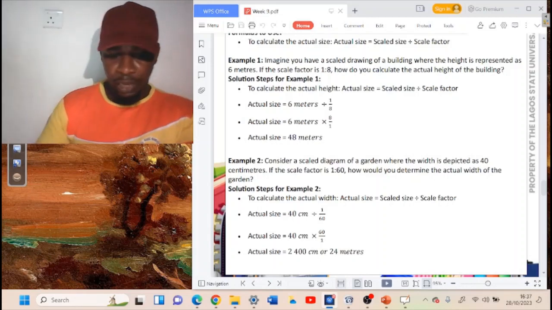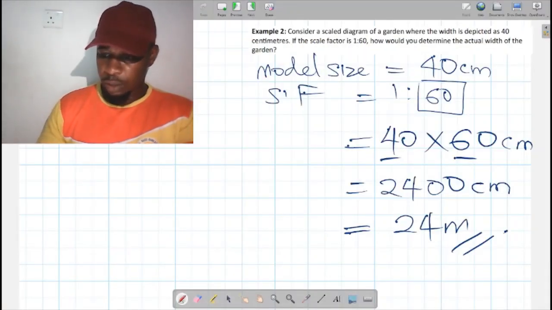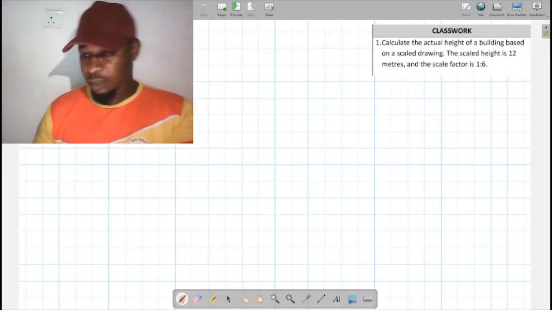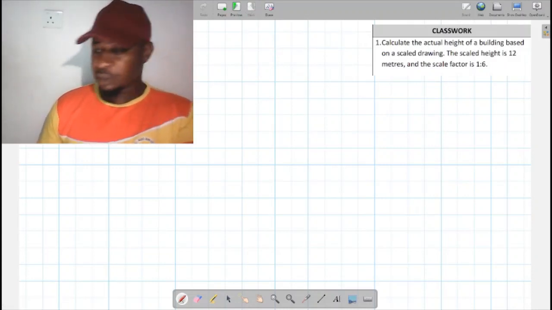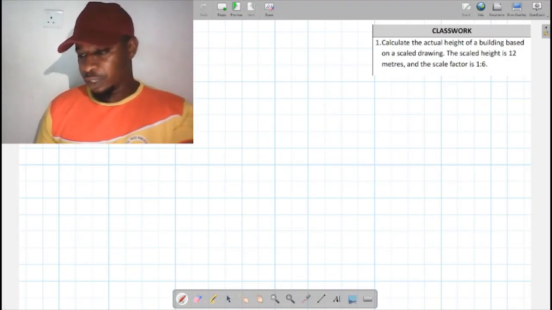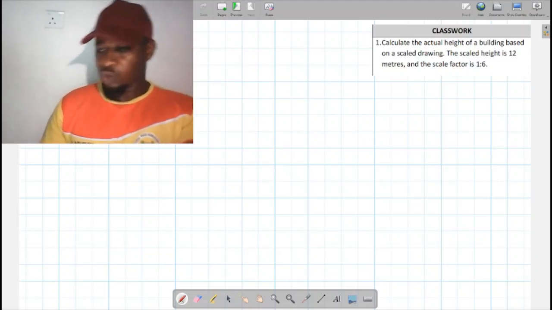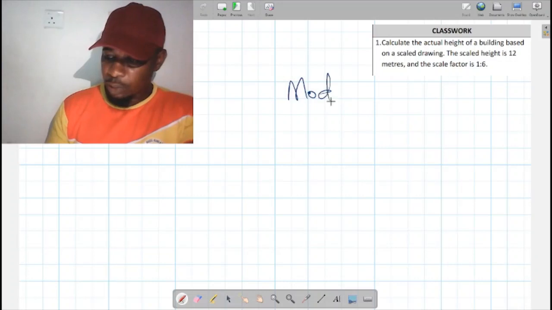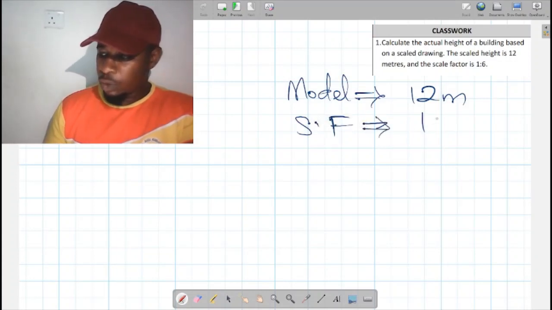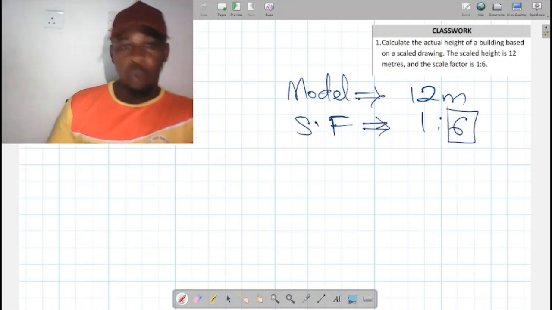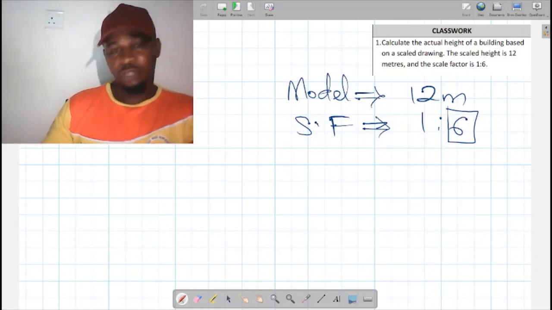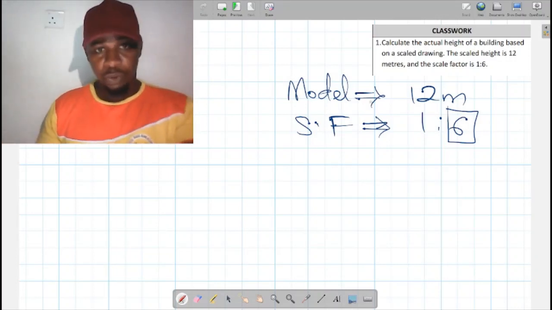Now I'm going to go from there straight to the classwork, to see what we can make of the exercise. I'll just do one. I trust that you have the rest on the wraps. Here it says the actual height of a building. We're to calculate it based on the scale drawing. The scaled height is 12 meters. So we know the model height. When you talk about scaled height, that's the model height. That's 12 meters. And the scale factor is 1 to 6. And what that means is that one is 6 times greater than the other one. So the real has to be 6 times greater than the model that we know.